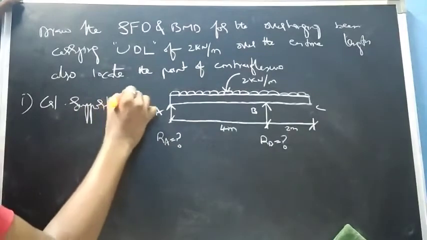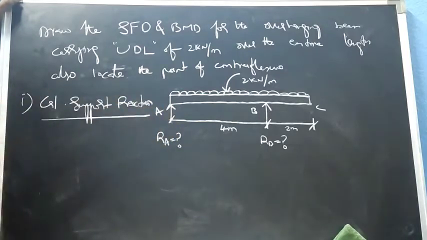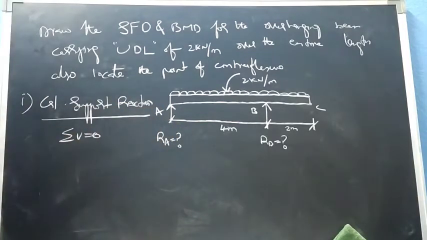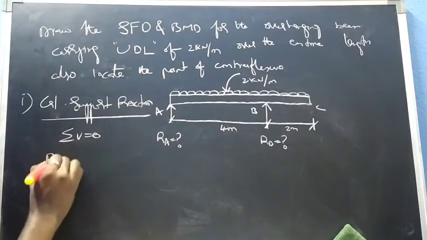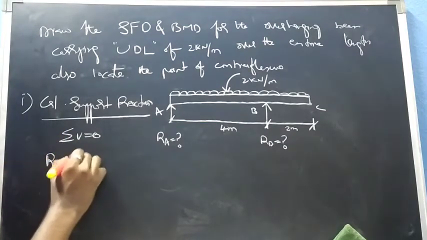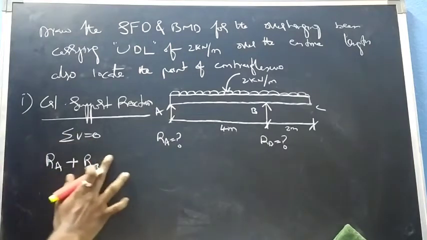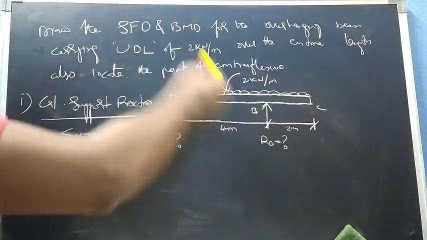Support reaction. Calculation of support reaction. So let's say summation of vertical force is equal to 0, or else you can write summation of Fx equal to 0. So RA plus RB, that is two vertical forces which are acting in upward direction.